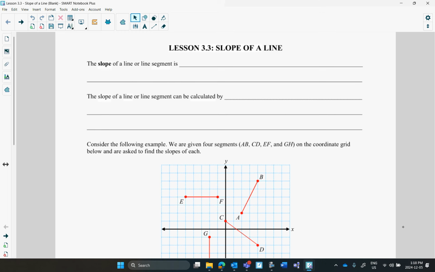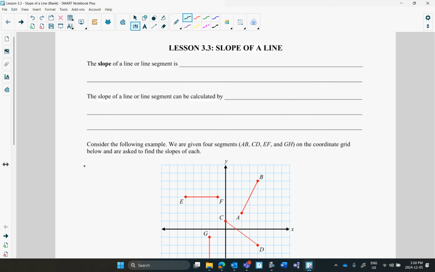So I seem to remember you guys saying that you guys did this in science. So could somebody tell me what slope means? As you all look at each other. No? You want to take a shot?